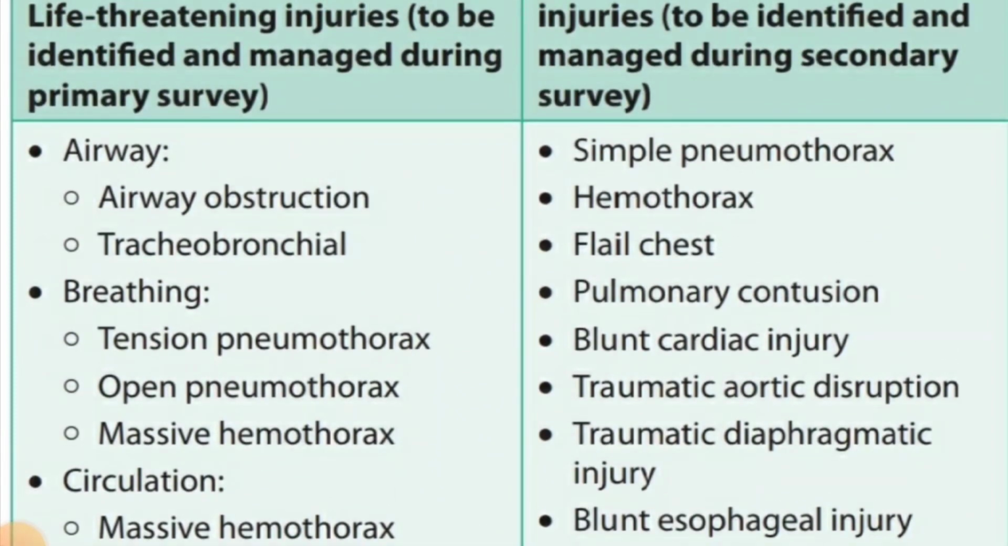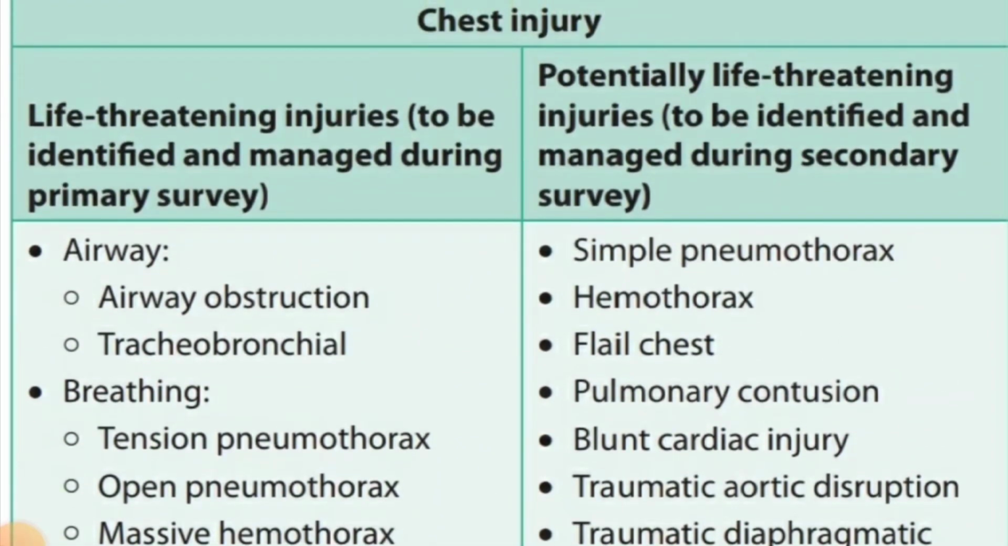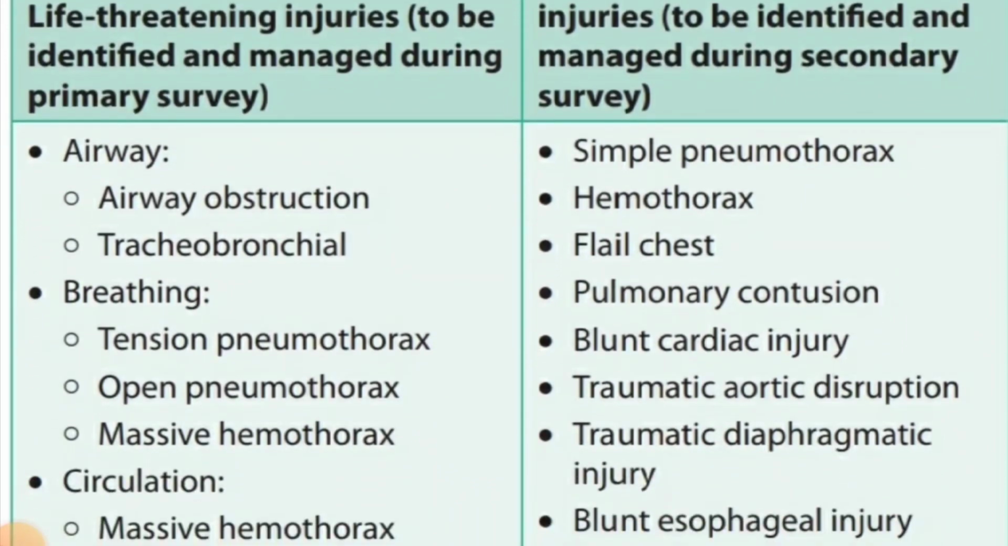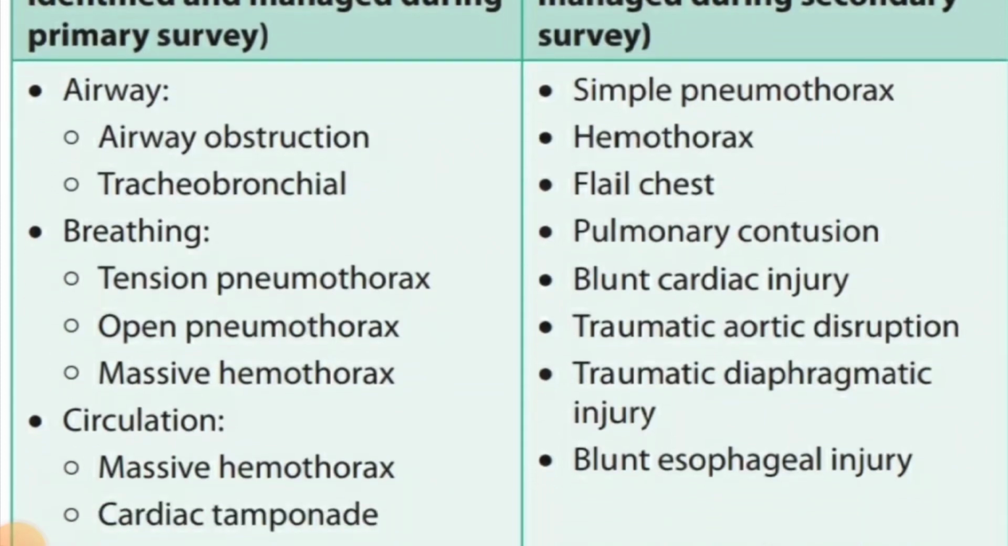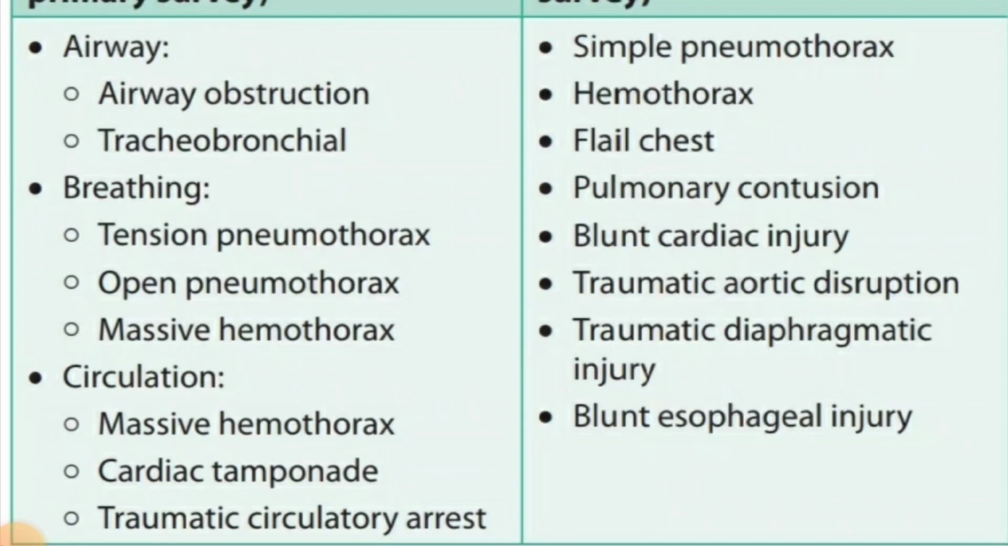Traumatic circulatory arrest. Potentially life-threatening injuries are to be identified and managed during the secondary survey, like simple pneumothorax, hemothorax, flail chest, pulmonary contusion, blunt cardiac injuries, traumatic aortic disruption, traumatic diaphragmatic injury, and blunt esophageal injuries. So, guys, I hope breathing, primary survey B, is done. I hope you understand what you are going to see in the breathing part.